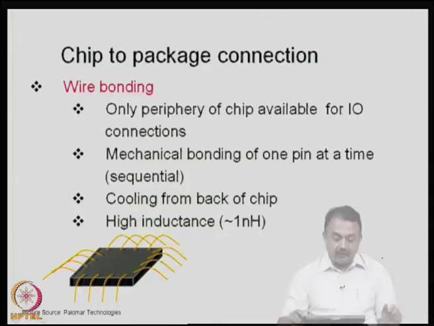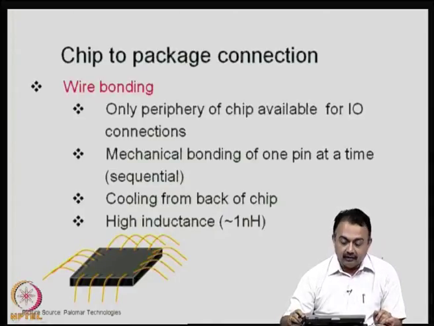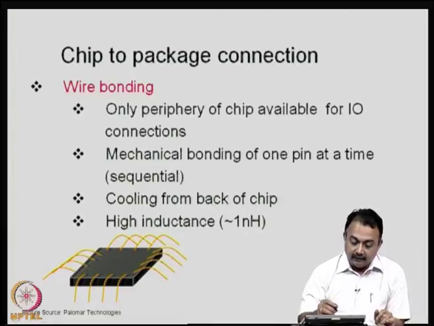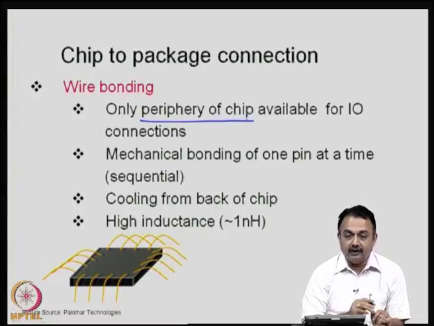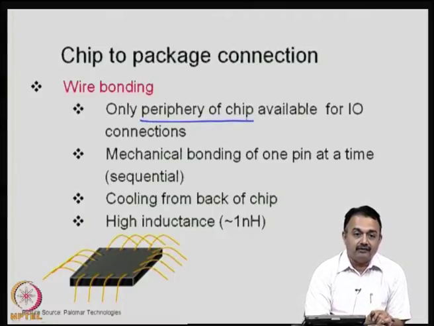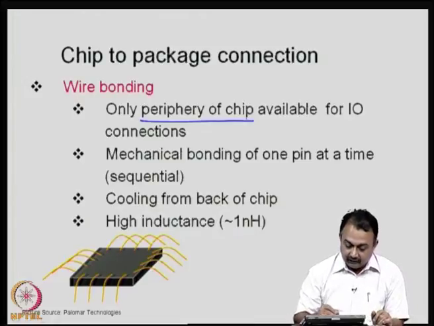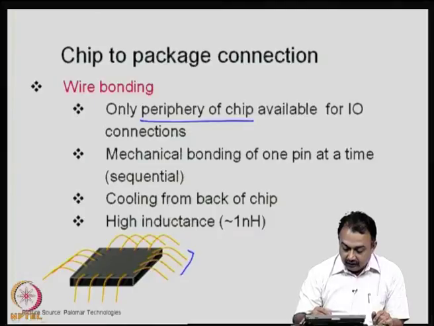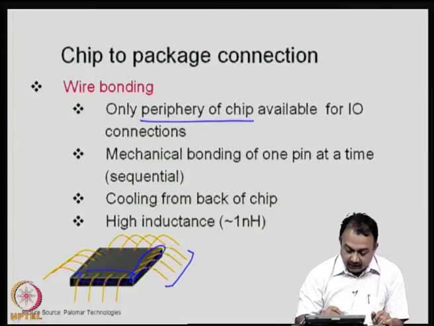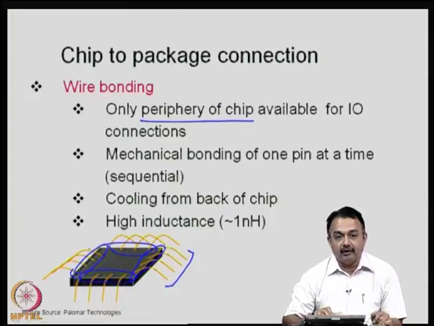So, the chip to package connection in the case of wire bonding, I hope you are very clear about the terms like periphery of chip is available for I/O interconnections in the case of wire bonding. I think this figure will give you the clear difference. You can see that only the periphery of the die is used, like in the case of a QFP, wire bonding is done in the periphery.